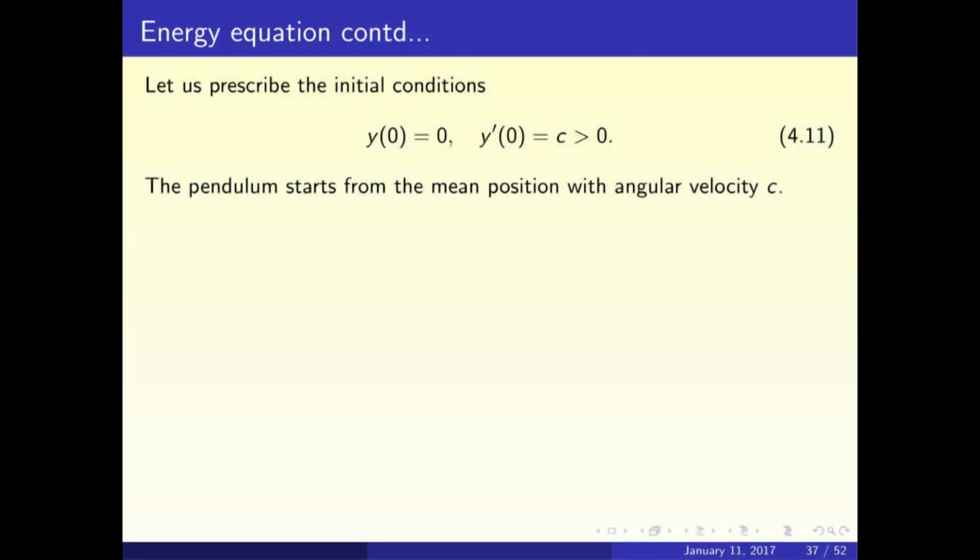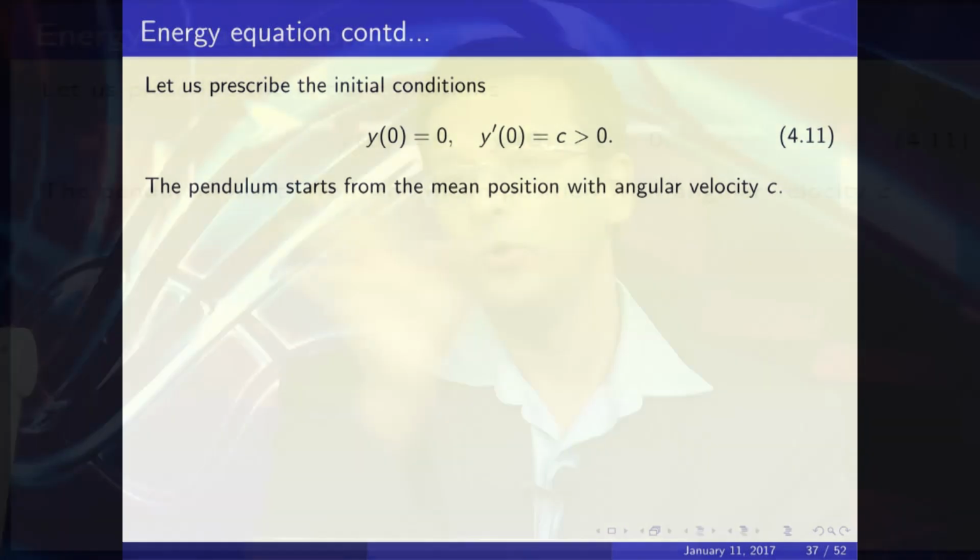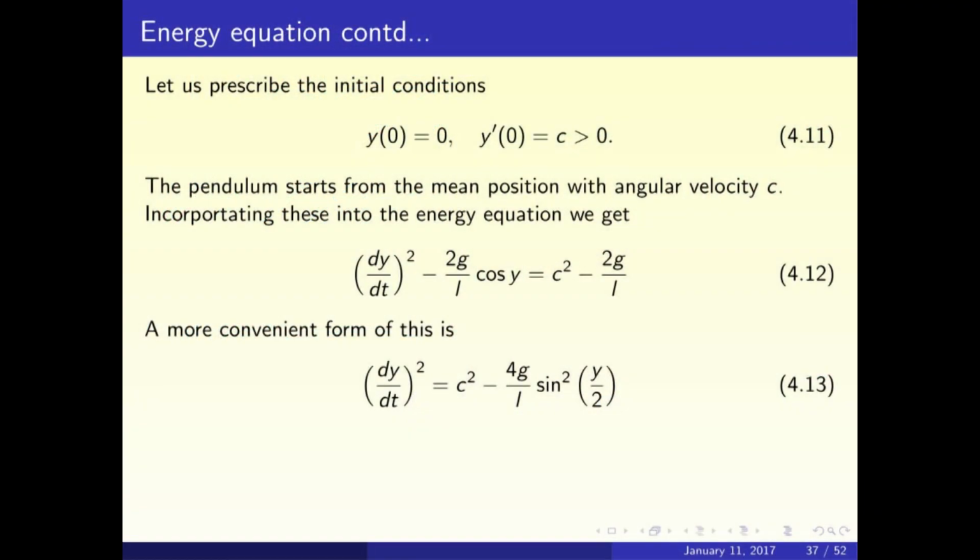Okay. Now let us prescribe initial conditions. y of 0 equal to 0 and y prime of 0 equals c, where c is a positive constant. What does this mean? It means the pendulum starts from the mean position with an initial angular velocity c. You give a slight push to the pendulum from the mean position and the pendulum starts oscillating. Incorporate these initial conditions in the energy equation, right?